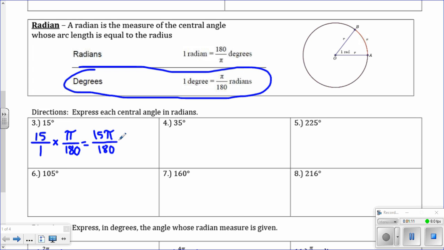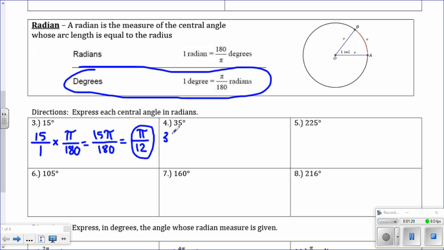Now, you always want to reduce the fraction down. So in the calculator, if you type in 15 divided by 180 and then hit math fraction, it will give you 1 over 12. We still have the pi. 1 over 12, I really don't have to write the 1, so I'm just going to leave it as pi over 12. I'll show you guys another problem.